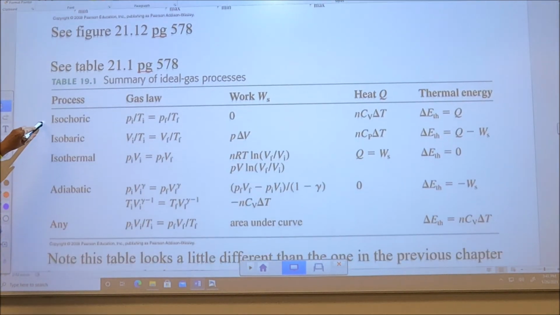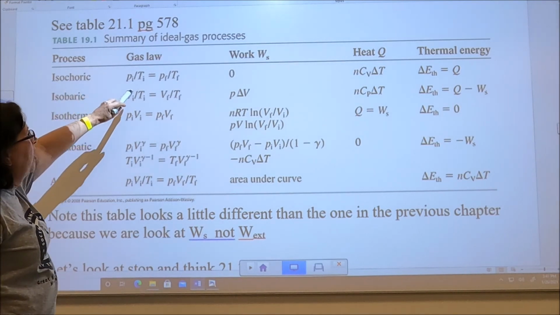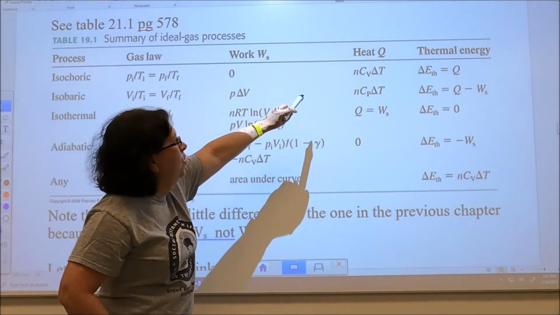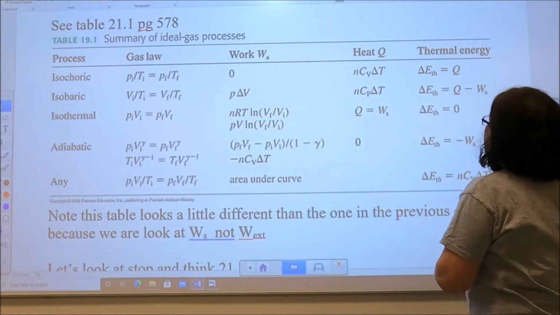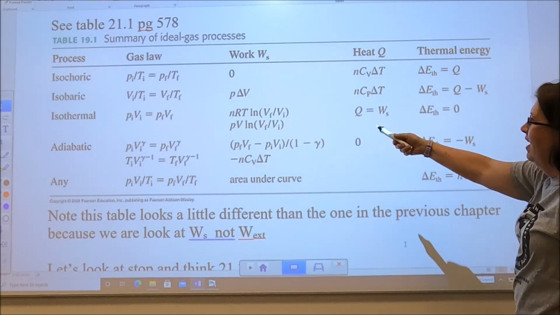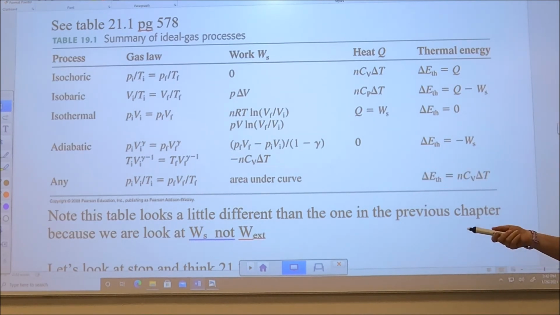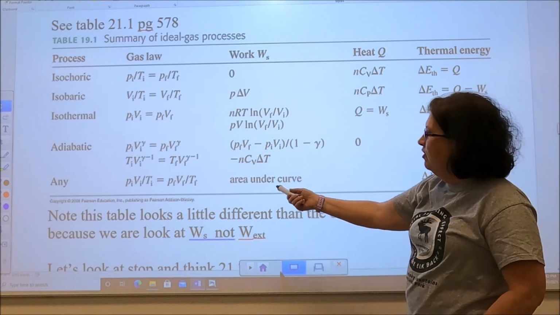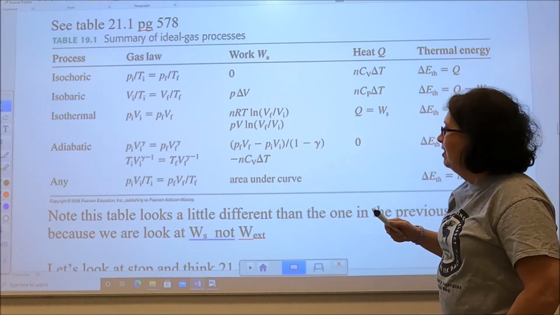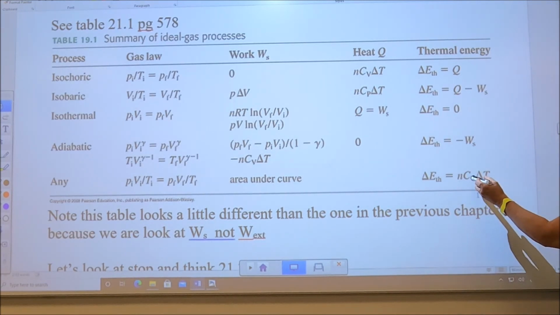Now, handy dandy little table. Okay, great little table. For an isochoric process, volume is constant. Work Ws is 0, heat is n C sub V delta T, and the change in thermal energy is equal to Q. Isobaric process, isothermal process, adiabatic process, and there's the ideal gas law. If you've got any process, you know that work Ws is always equal to the area under the curve, and the change in thermal energy can always be calculated as n C sub V delta T.